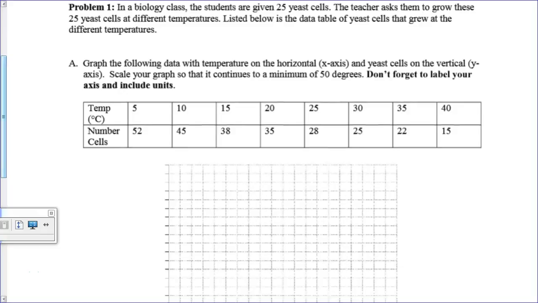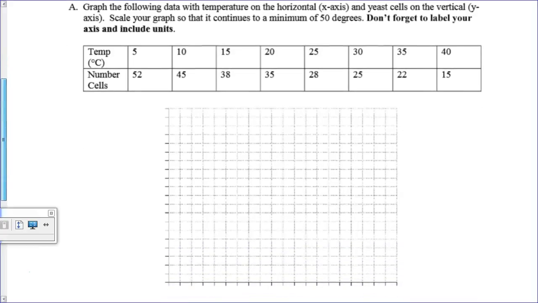So this first problem here has us graphing a system where there are some cells and the temperature is being varied. And based on the temperature, we get some different amounts of yeast cells that are grown. And so the first step on any of these problems is just to plot the data. But before you do that, you need to figure out what a good scale would be. And so then the next thing we'll do is we'll look at our graph that we have available, and you have to count the boxes that are there.